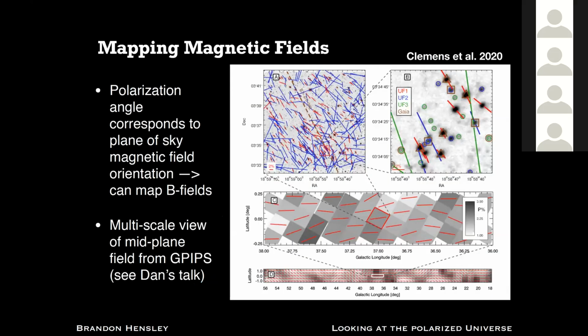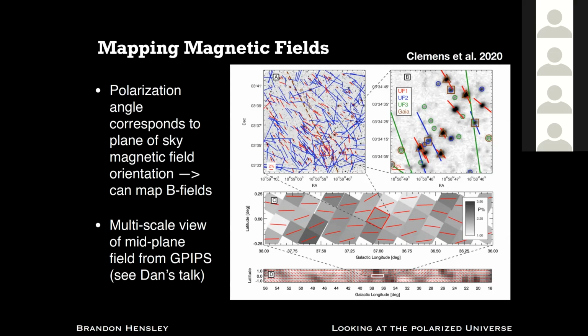So this means that we can use these observations of starlight polarization to map the magnetic fields in our galaxy. In a little bit more of a preview of things to come today, here's an example of that from the recent GPIPS collaboration paper, Clemens et al. How we can take these measurements of polarization angles to individual stars and build up a picture of what the galactic magnetic fields must be doing.